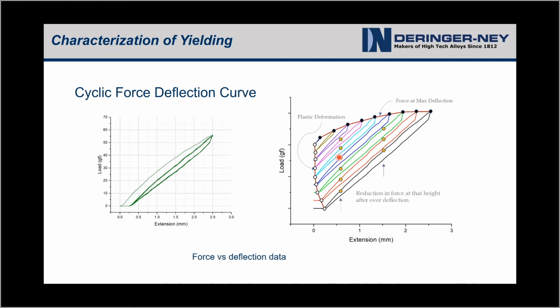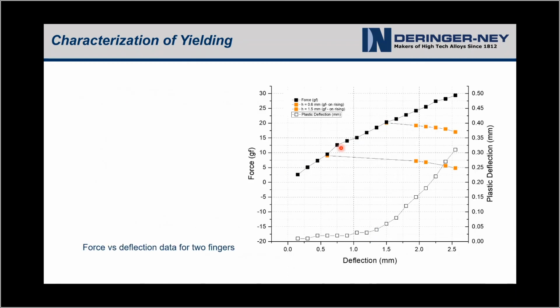And then we're going to have a reduction in the force at that height, at a couple of certain heights after over deflection, to say, well, okay, if we were yielding at any one of these positions, say you cycle up to here, and then you ended up cycling the contact up to here and then coming back down, what's the gram force if the contact were to be able to go from this height back to this height? So those four curves can be assembled into this graph.